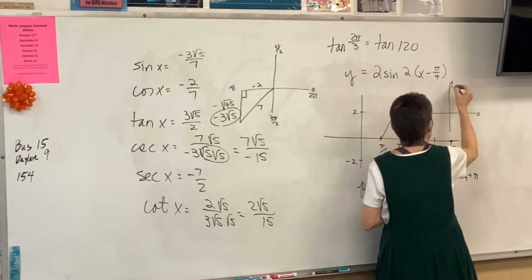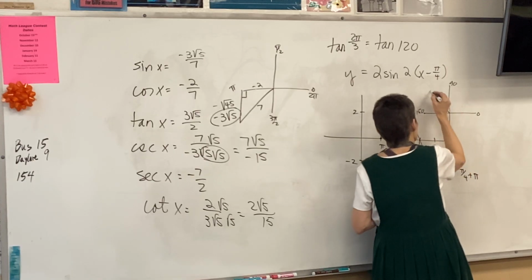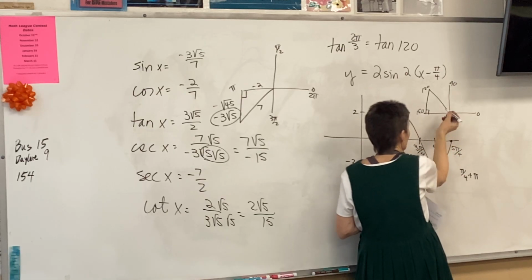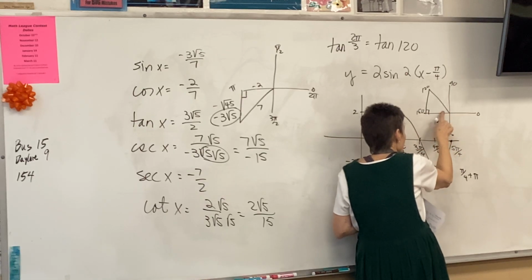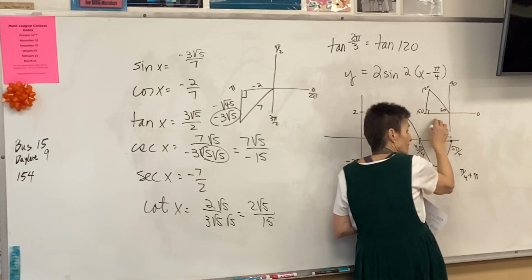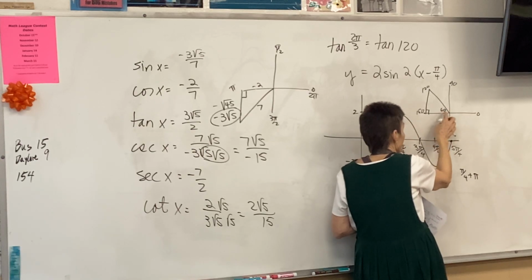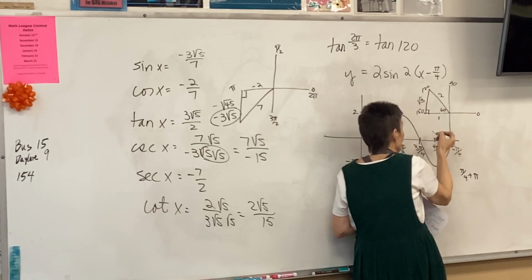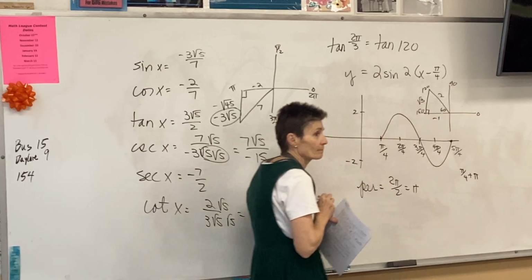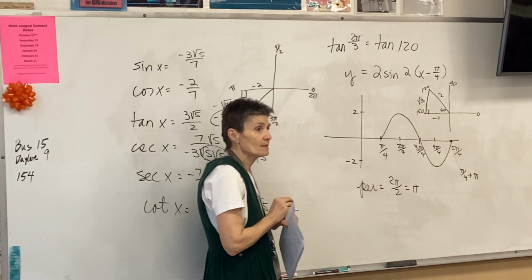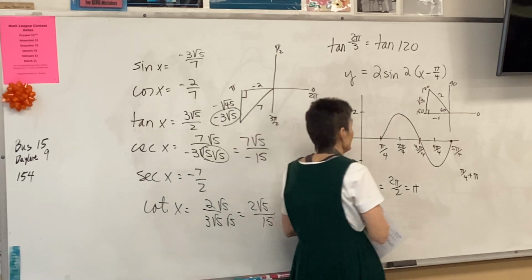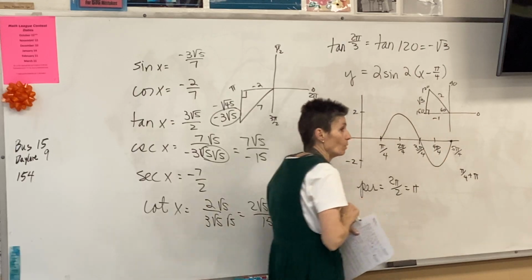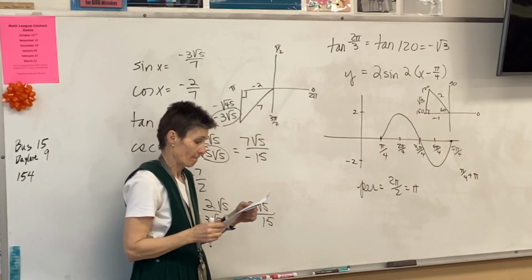So here I am. Here's 120. 60, 30. So I'm gonna drop a perpendicular down, and this is the important one, right here. That's 60. That's 60. 120, 180. So this is root 3, 1, and 2, and that one's negative. And I want tangent. Tangent is negative root 3 over negative 1.